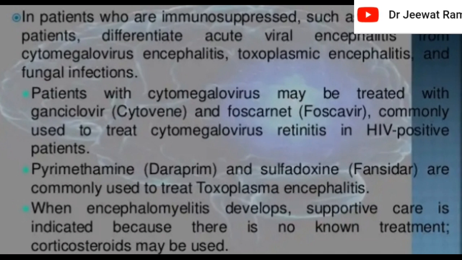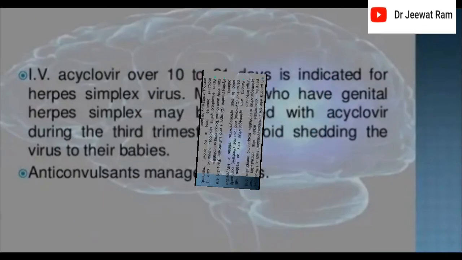In HIV-positive patients, pyrimethamine (Daraprim) and sulfadoxine (Fansidar) are commonly used to treat toxoplasma encephalitis. When encephalomyelitis develops, supportive care is indicated. Because there is no known treatment, corticosteroids may be used.